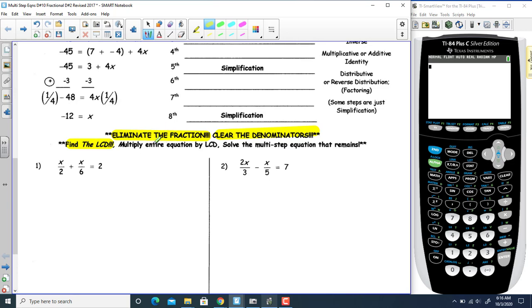Once we've identified the least common denominator, we're going to choose to multiply the entire equation by the LCD. You can multiply an equation by whatever you want, as long as you do it equally on both sides. That is the multiplicative property of equality. And then you can simply solve the multi-step equation that remains after you have gotten rid of the fractions.